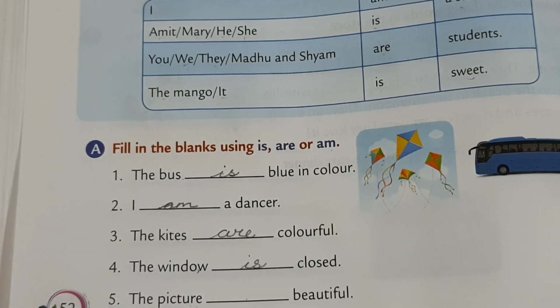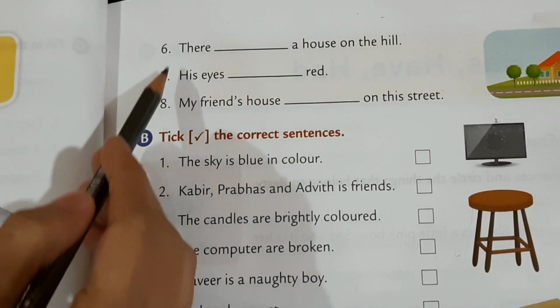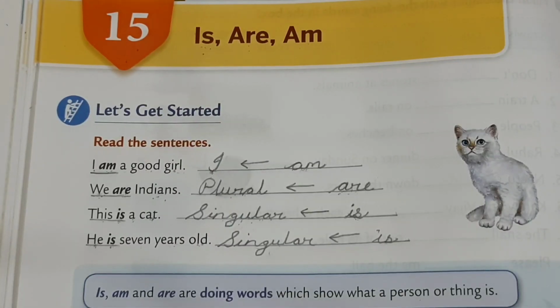Okay. Now children, till number 5 I have done for you. 6, 7 and 8 you are going to do on your own. Okay. Children, today we are going to do this much only. Further, I'll teach you in the next class. I hope you have understood this much, children.